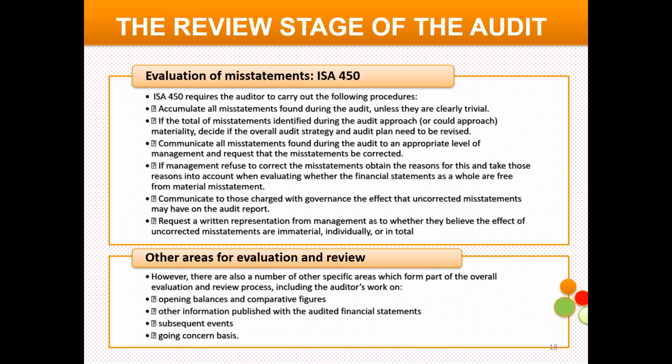Now, ISA 450 requires the auditor to carry out the following procedures. ISA 450 is evaluation of misstatements. Number one is to accumulate all the misstatements, or total all the misstatements found during the audit. That's the first step of the auditor: to add all the misstatements.